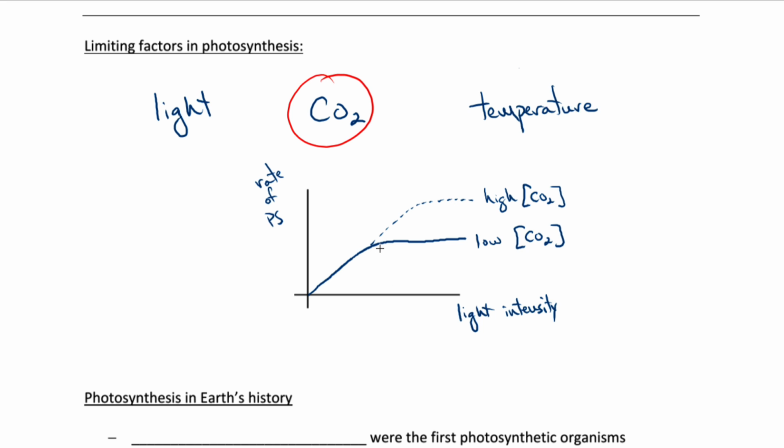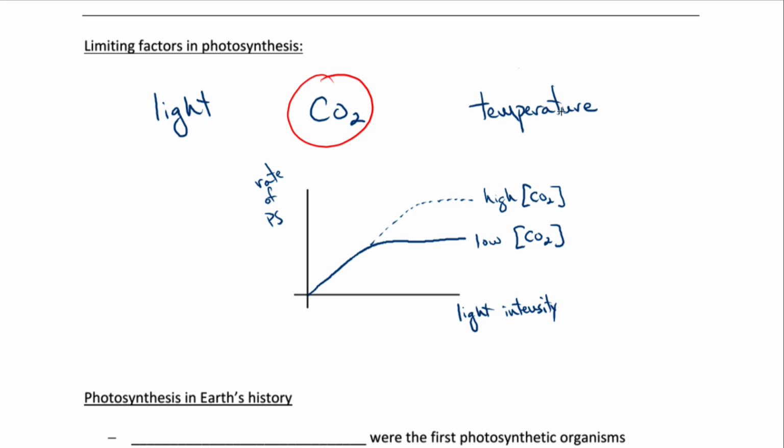Light intensity was not the limiting factor because as I increased the light intensity, I was no longer getting any further increases in photosynthesis. So one of these things, light, carbon dioxide, or temperature, will be the limiting factor at any one particular time. And in this experiment, this is an example of carbon dioxide being the limiting factor. And you could design other experiments to work out which is the limiting factor in other circumstances.